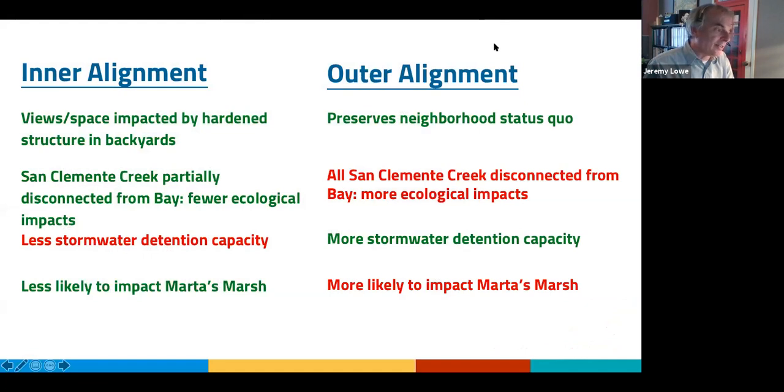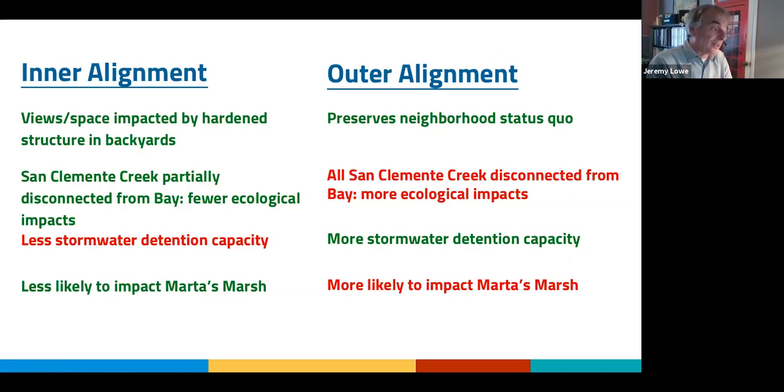To summarize, as with all alternatives, there are trade-offs. And this is what we'd like to have, this 4-week period of discussion about the different trade-offs. What does the community value and how would they see these pieces and what are they prepared to pay for? An inner alignment would require building closer to people's homes at the edge of the neighborhood in Marina Cove, while the outer alignment would leave more space.